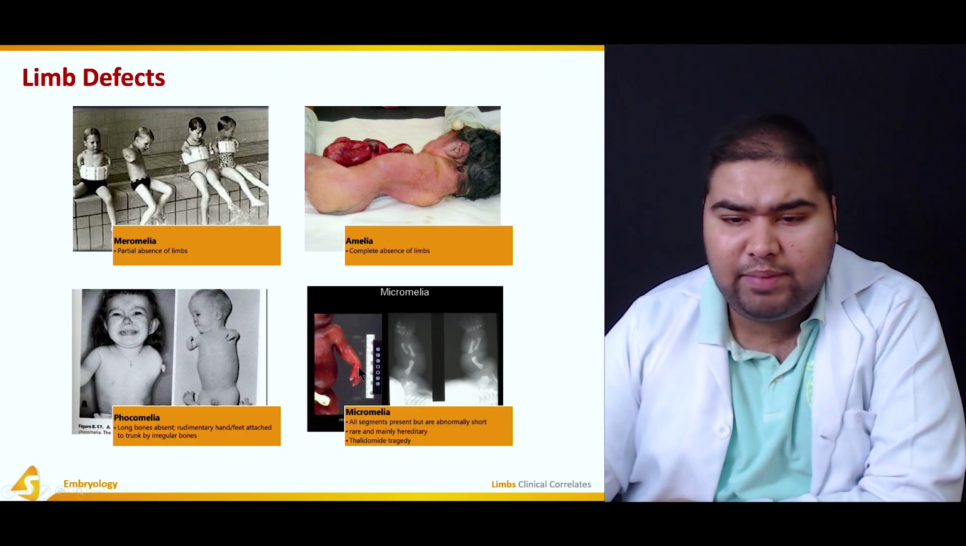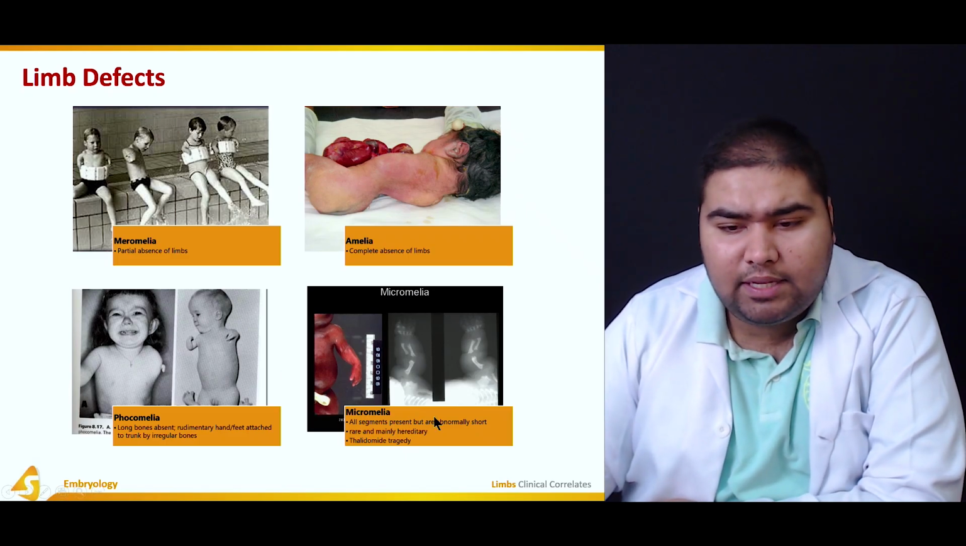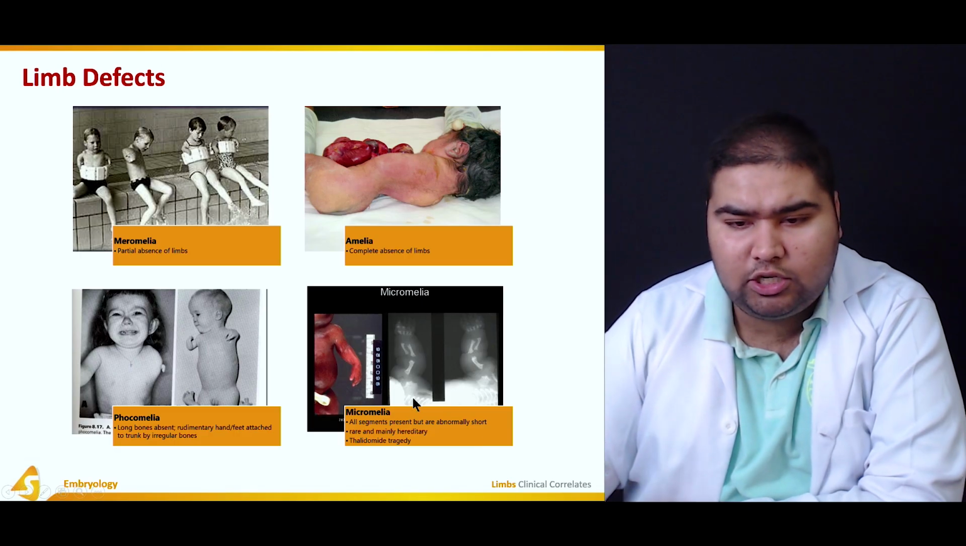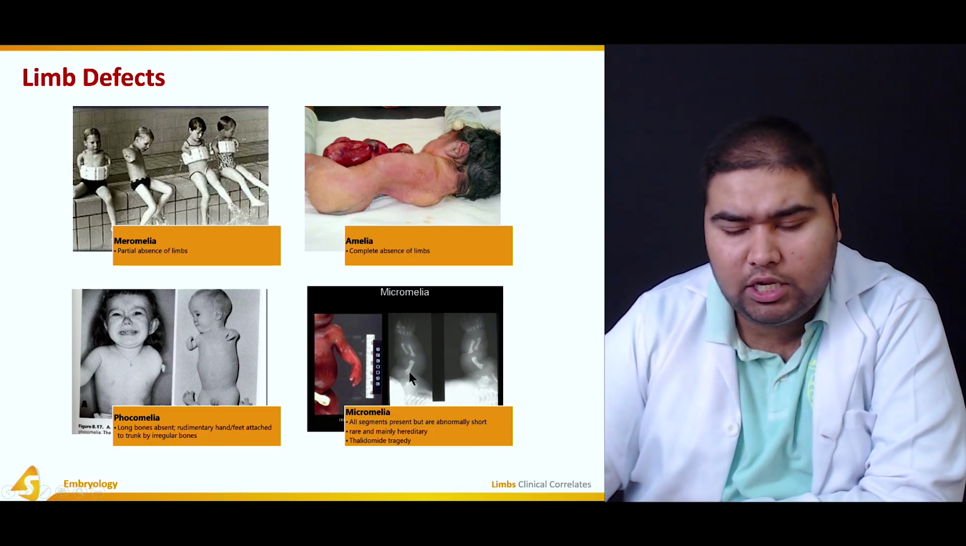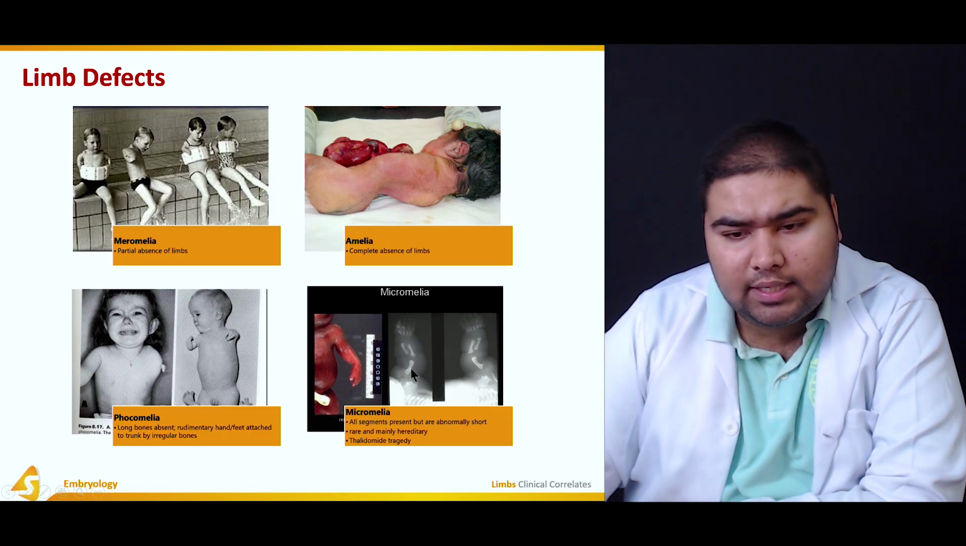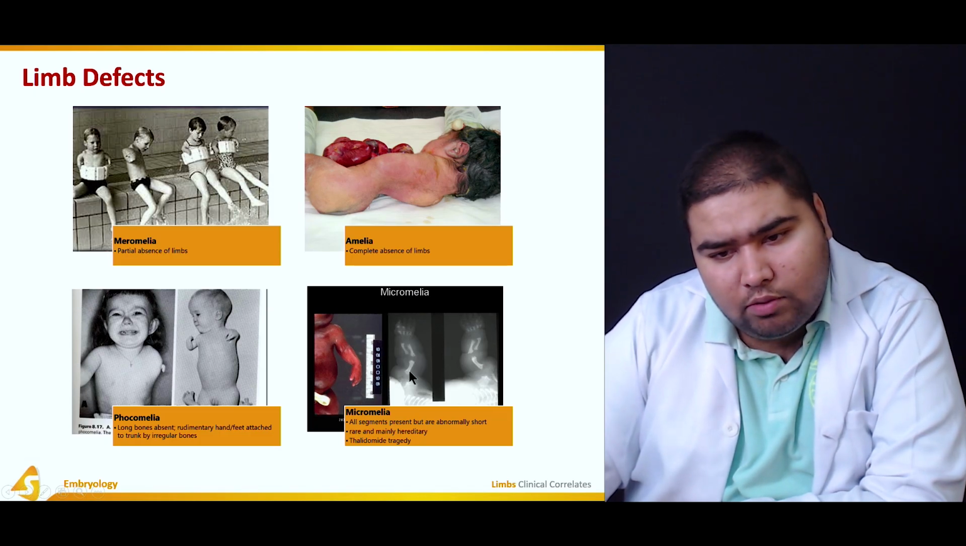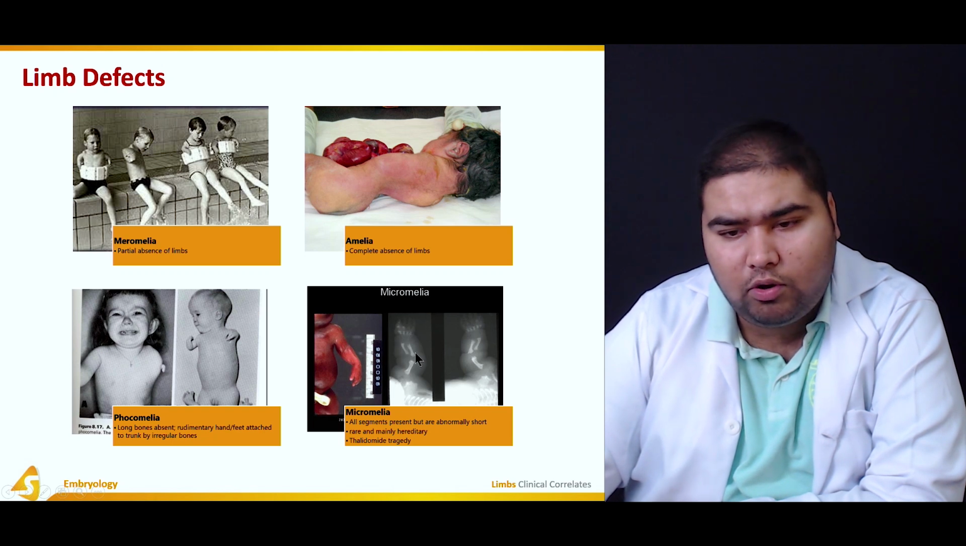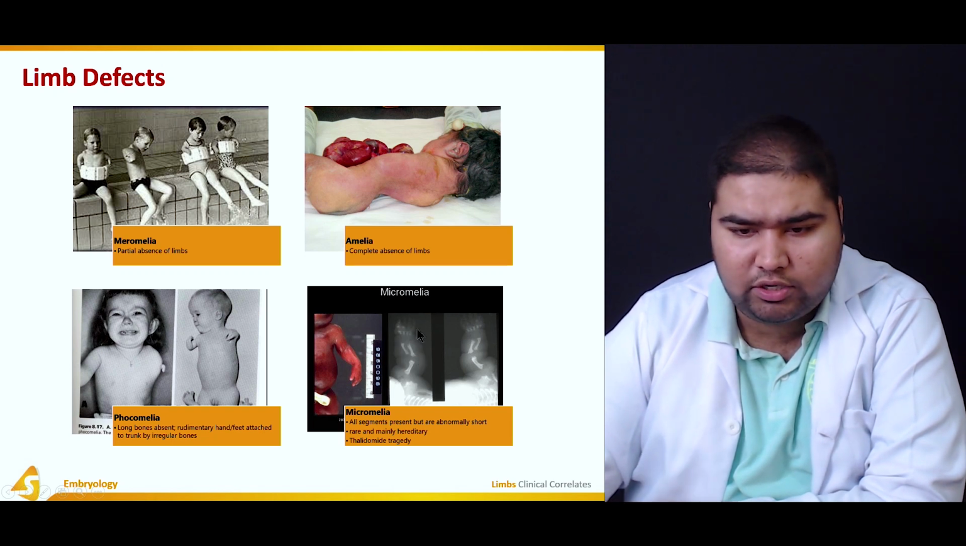And then we have micromelia. All segments are present, but they are abnormally short. Here you can see an abnormally short stylopod, then a very short zygopod, and finally autopods are very short as well.